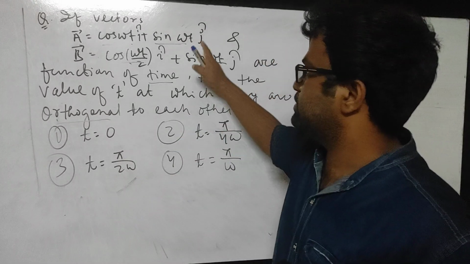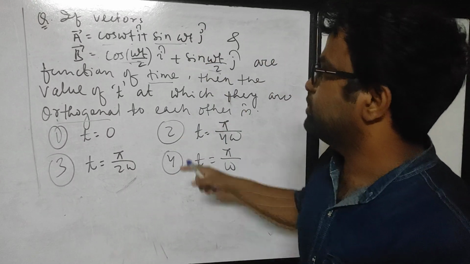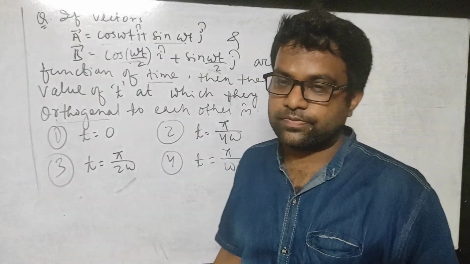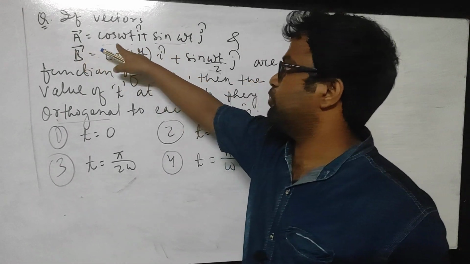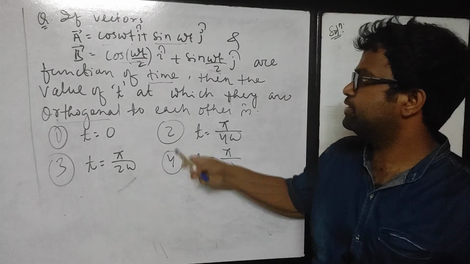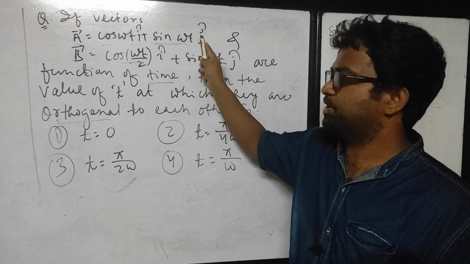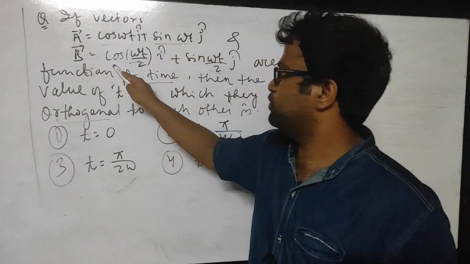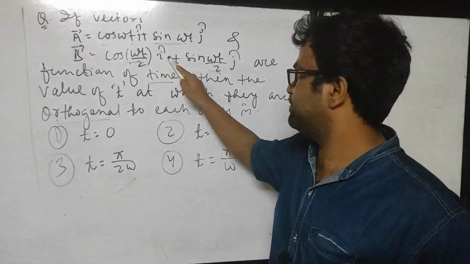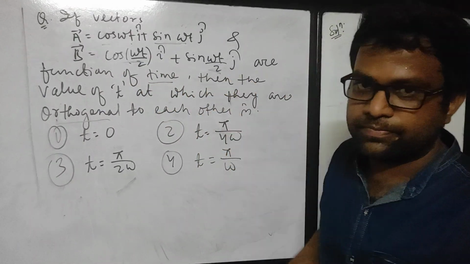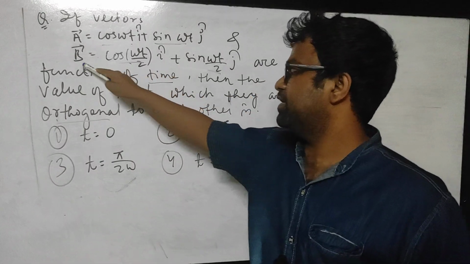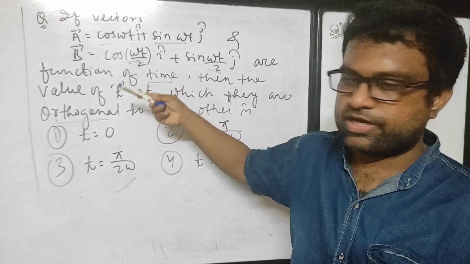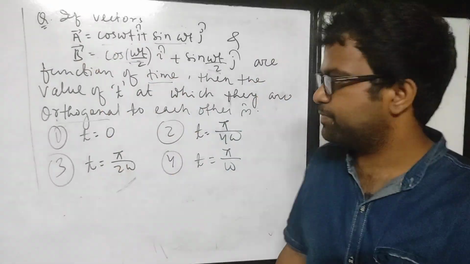Okay, so let us solve this question. Here the question is that if vector A equals cos omega t i cap plus sin omega t j cap, and vector B equals cos omega t upon 2 i cap plus sin omega t upon 2 j cap, these are functions of time t. That means A and B depend upon time. For various times you will get different A and B.